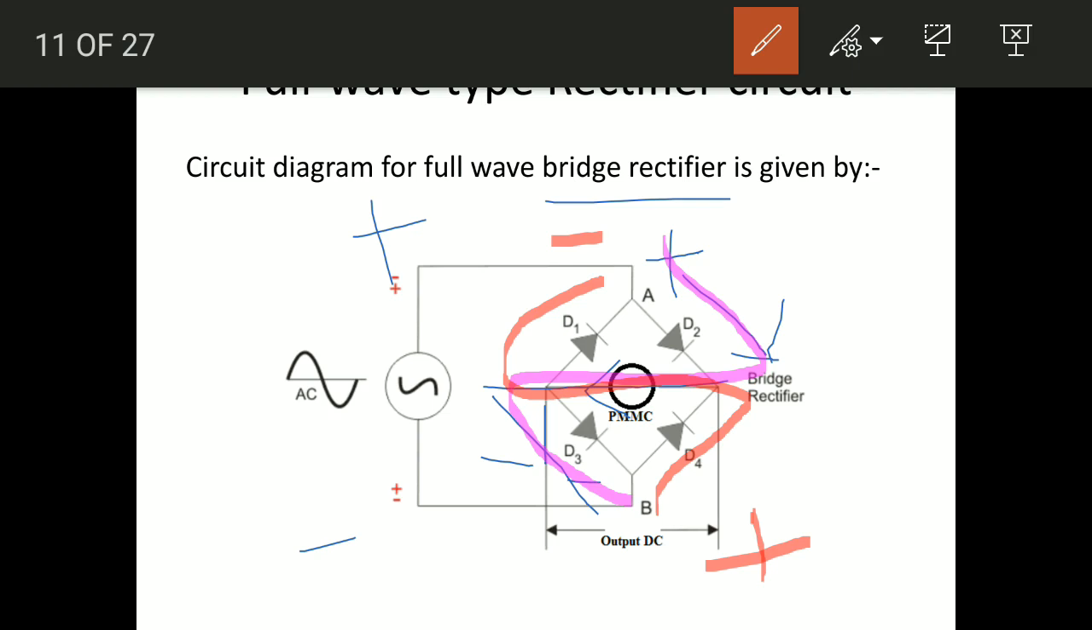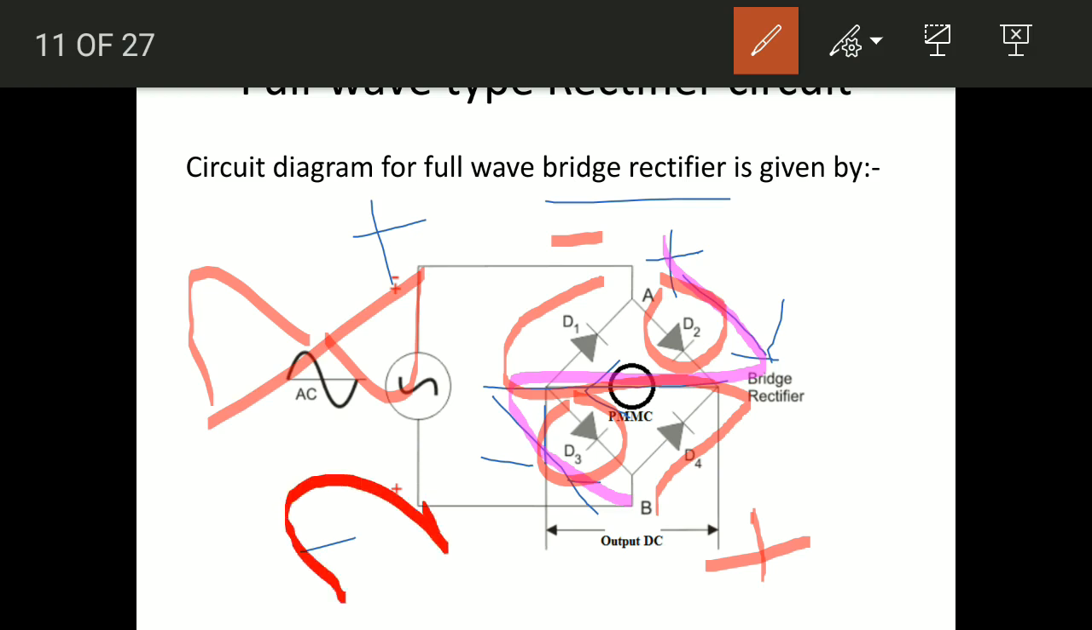On the other hand, during the positive half cycle, diodes D2 and D3 are in forward bias condition, whereas diodes D1 and D4 are in reverse bias condition. But the thing is that in any one of the half cycles, be it positive or negative, a pair of diodes is under forward bias condition. That means in both the half cycles we are having the output like this.